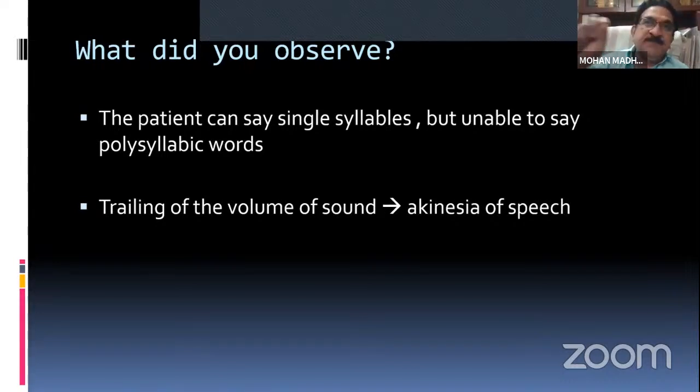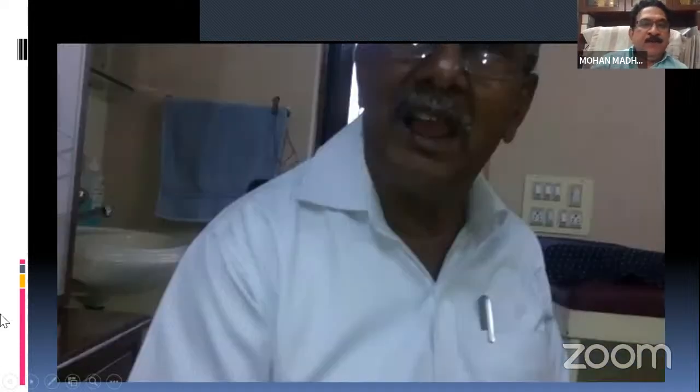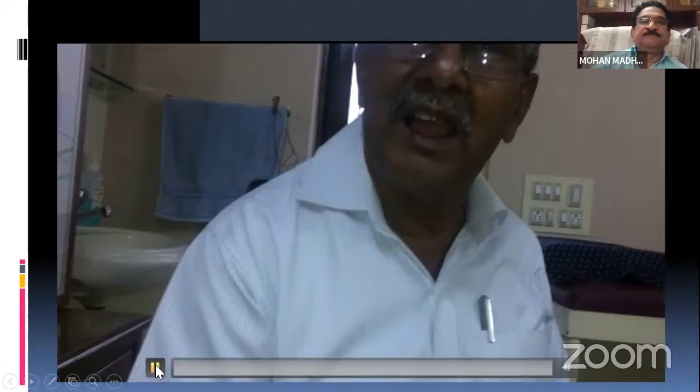When asked to say Thiruvananthapuram, each syllable he was able to say, but combined he could not tell the word. Another phenomenon which is observed, just like our first patient, is trailing off of the volume of the sound and his speech in this patient. Now, another patient with a different speech abnormality due to the same disease, which I'll tell you about later on. Look at this patient's speech.